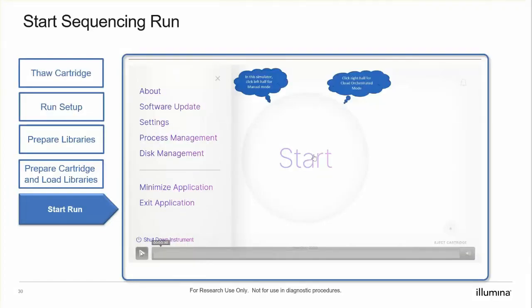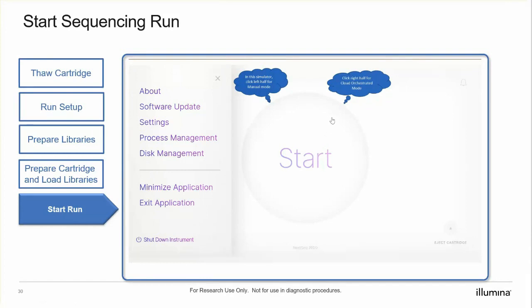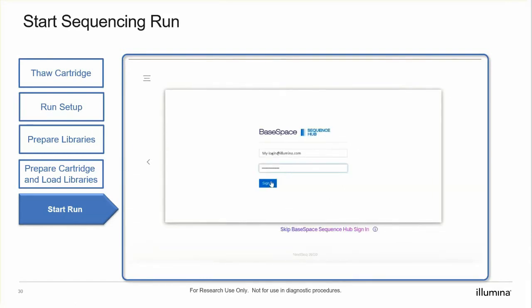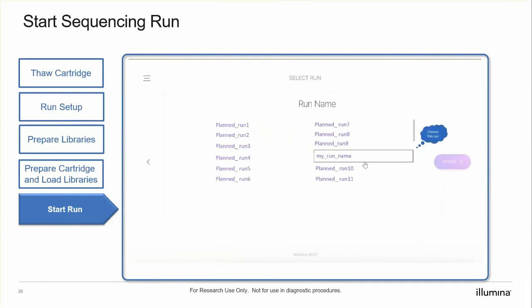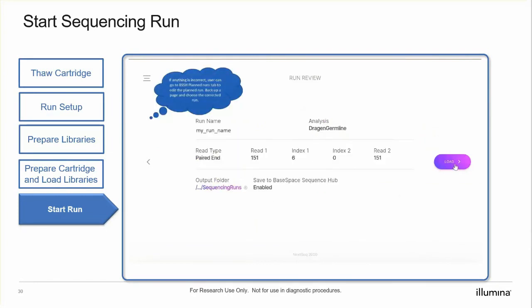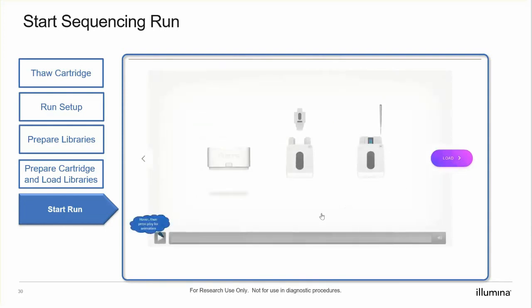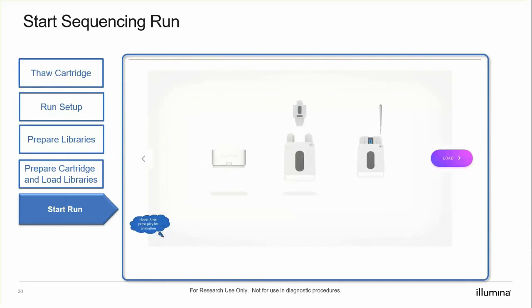You will choose Start on the Start menu, log in to your BaseSpace account, choose the appropriate workgroup if applicable, find your run from the run list, choose to review, confirm your run parameters, and then we can choose to load the cartridge. A short video will then play depicting preparing the cartridge for sequencing. Once this video has completed, you can choose to load your cartridge.